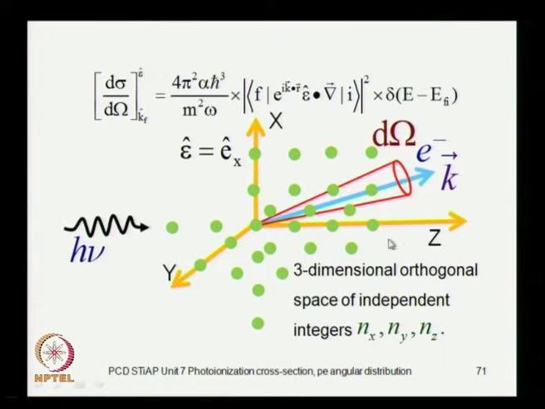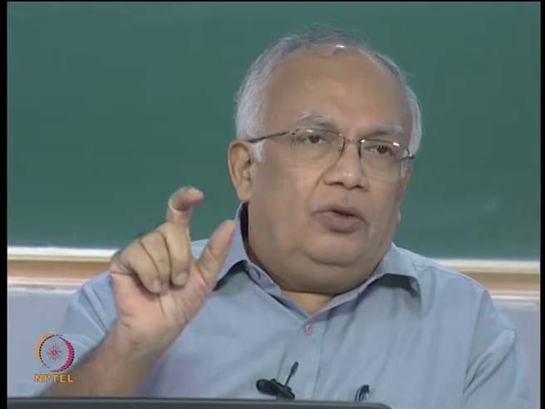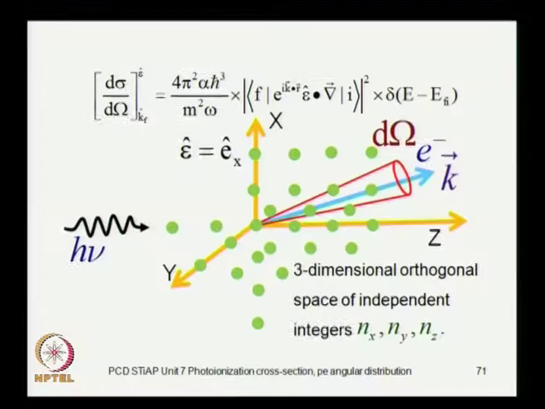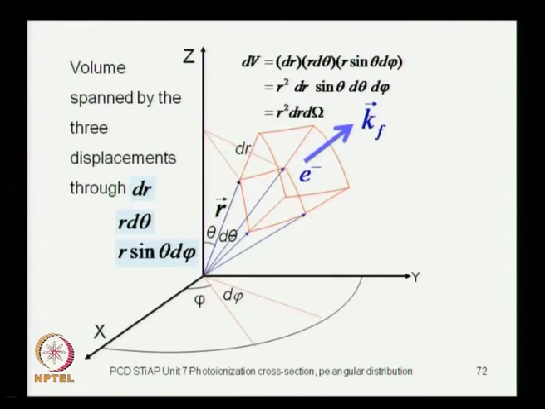And then all of these points which belong to that unit volume which I showed in the previous figure are the number of points which will contribute to the photoionization process, and the differential cross section will have to be augmented or scaled by this factor. So, how do you calculate that?